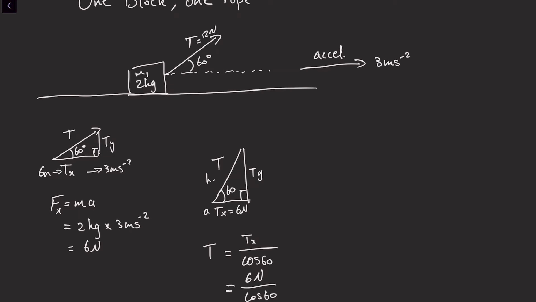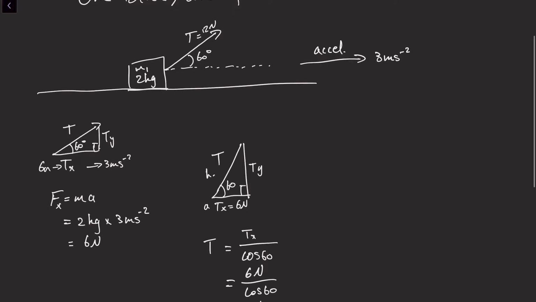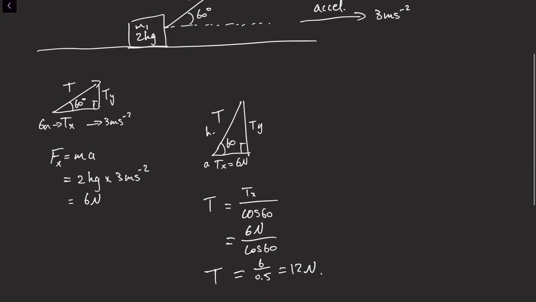Now, if you wanted to find what the Y component was as well, you could do that, and that would just be another example of a trigonometry problem. And this time we will use sine 30 instead of cosine of 60, because that's the angle that we know.